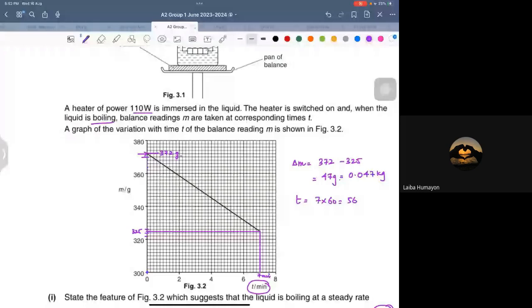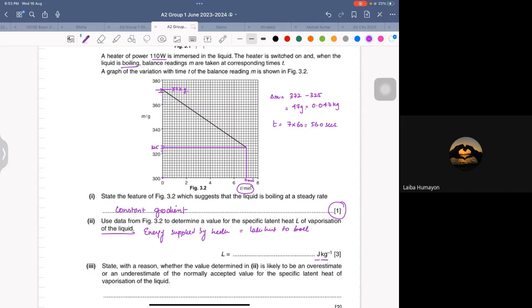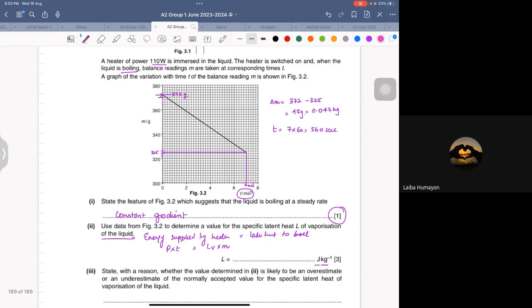Now, what is the equation? We're writing energy supplied by the heater should go to boiling of the liquid. Latent heat to boil. All right. So this will be power into time, and that will be latent heat of vaporization times the mass. So power was basically, let me change the color so we have a bit of difference. 110 times 560 seconds equals latent heat of vaporization times the mass, 0.047. Can you find latent heat of vaporization, please?